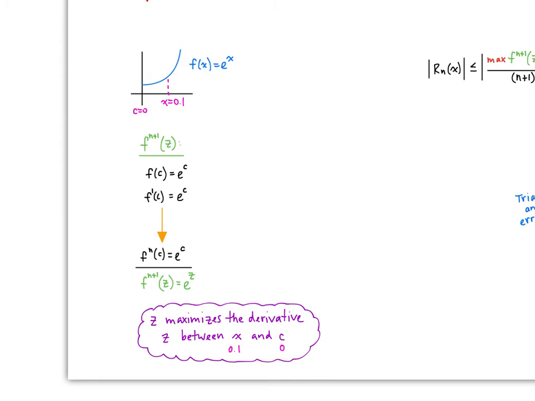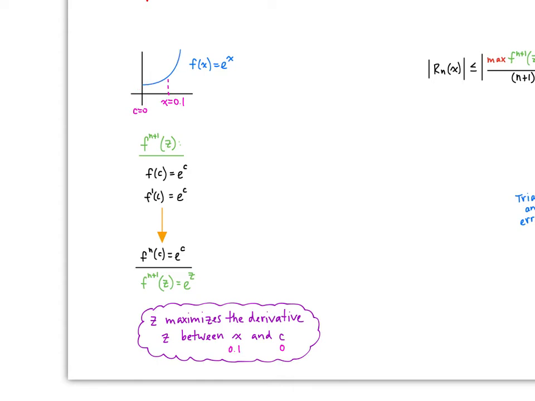So what we should notice is f of c is e to the c. The first derivative is still e to the c. The second derivative will still be e to the c. The nth derivative will still be e to the c. So what's the n plus 1 derivative at z? It'll be e to the z. So we're still looking at this graph. This graph doesn't change for any of our derivatives. It's always going to be the same graph.